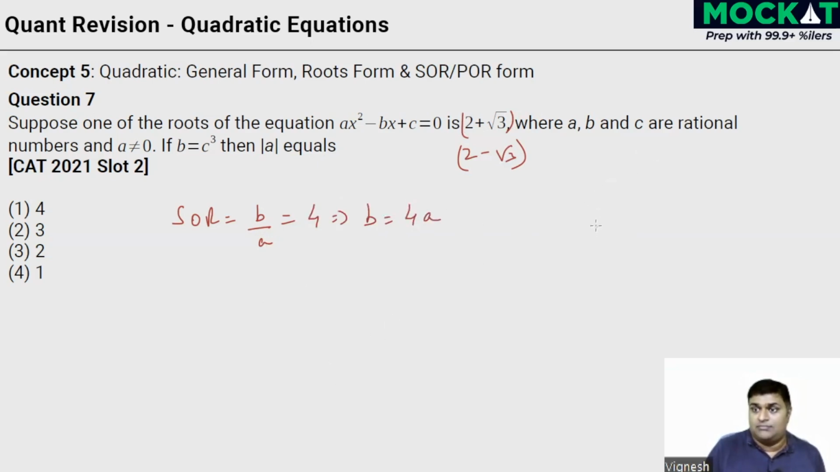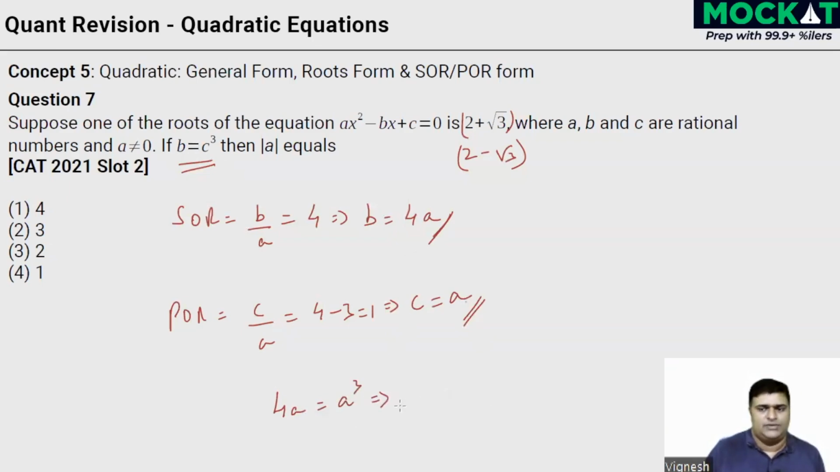Now what about the product of roots, which is c by a. Product of roots equals c by a, and the product of these two is going to be in a plus b into a minus b format, which is a square minus b square. A square is 4 minus b square, root 3 the whole square is 3. So which is just 1. So therefore c, I can say, is going to be equal to a over here. All right. So b is 4a, c is a. Now what have I been told? B is equal to c cube. So 4a over here equals a cube.